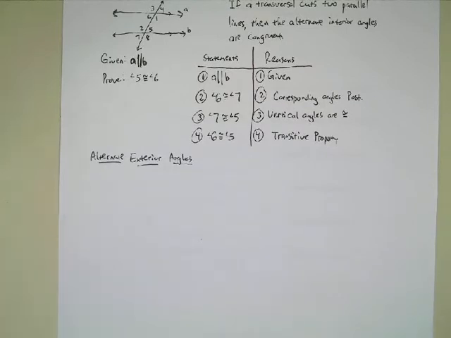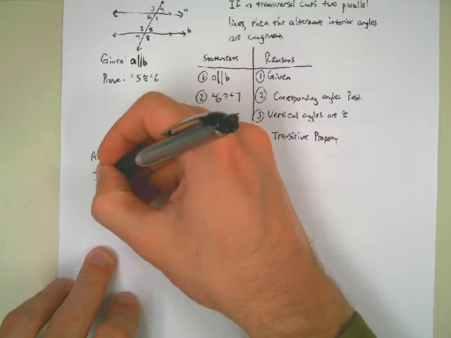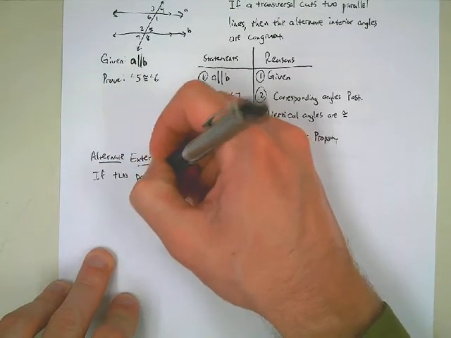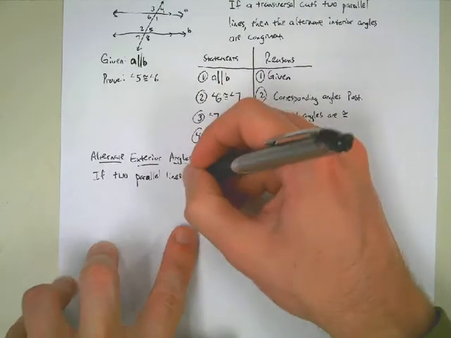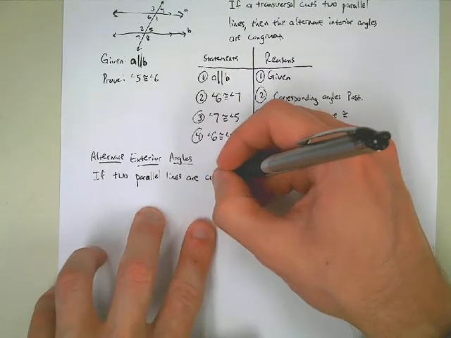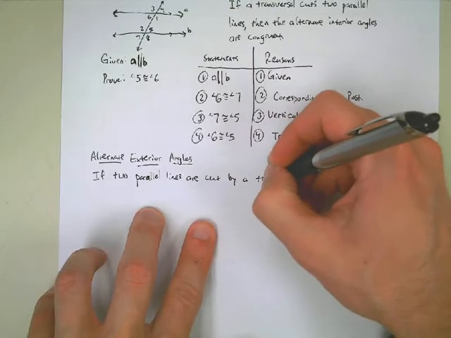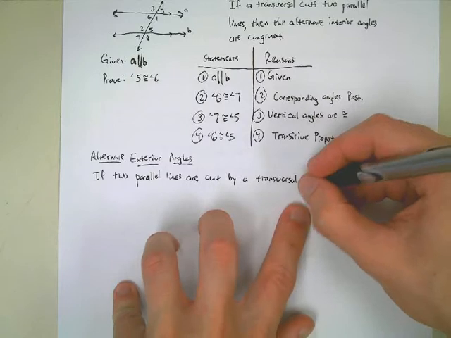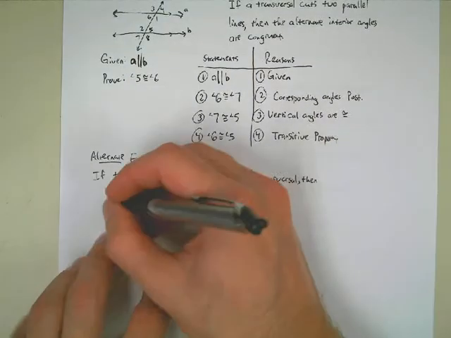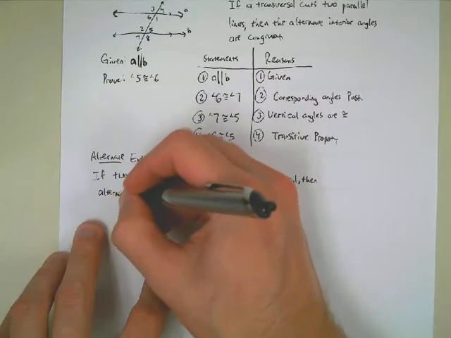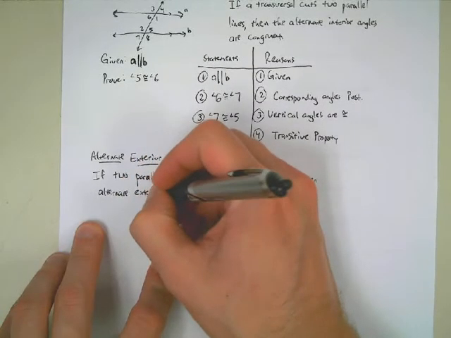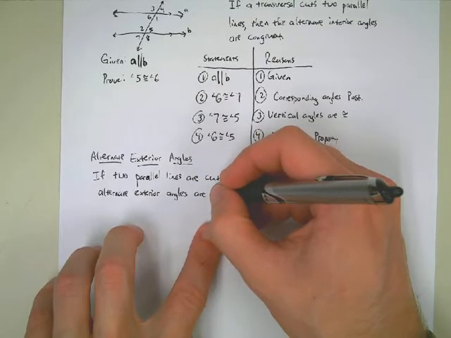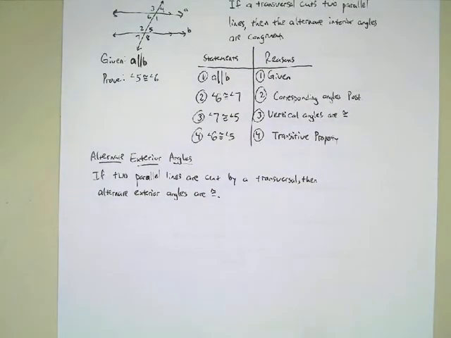If two parallel lines are cut by a transversal, then alternate exterior angles are congruent. I'm just going to use a congruent symbol there. Okay?